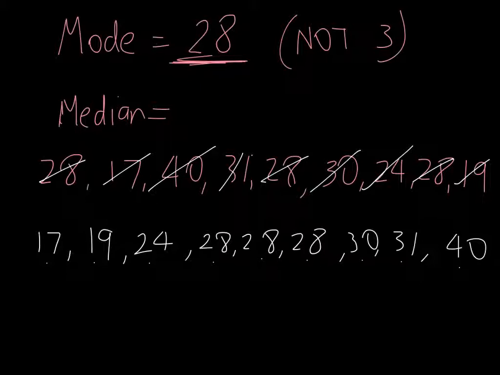Now, all we do here is we need to go find the number that's in the middle. Our most basic method, we simply cross off one at the top, one at the bottom, one at the top, one at the bottom. Bang. Keep going, and we find it's 28.